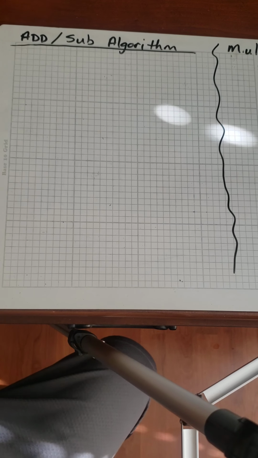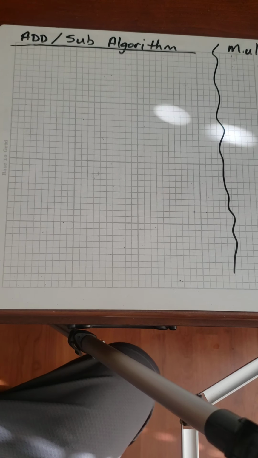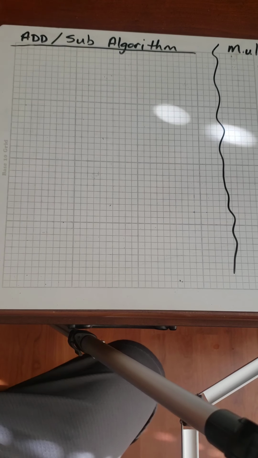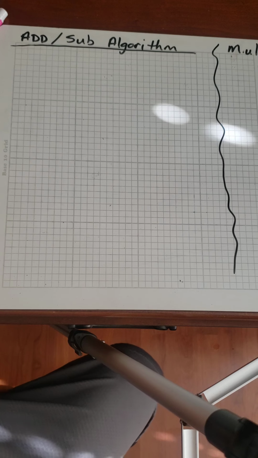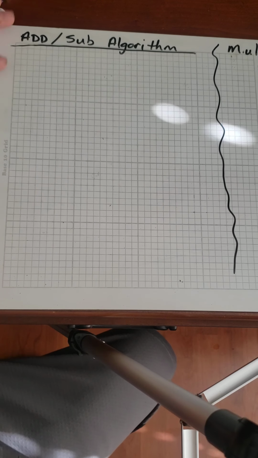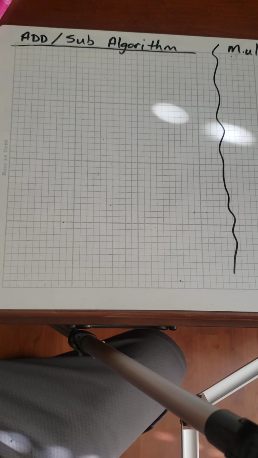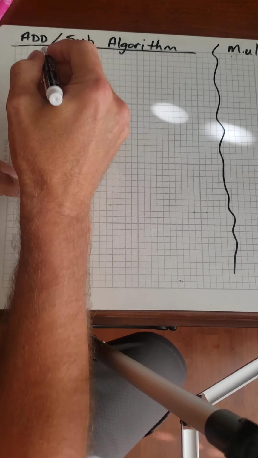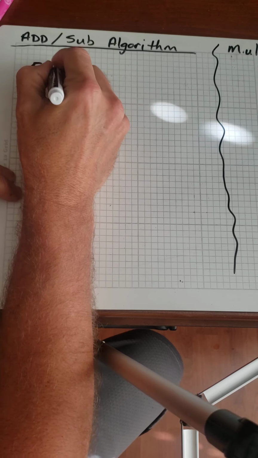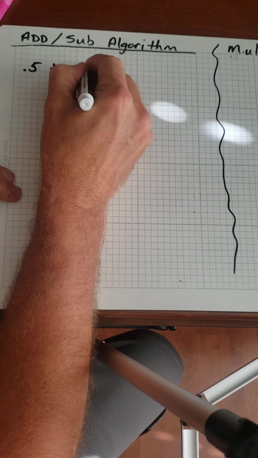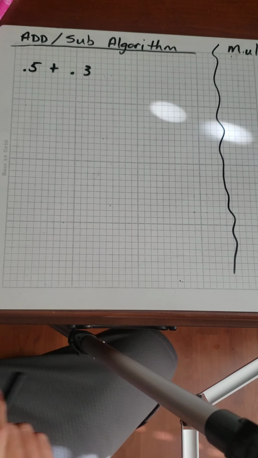Okay, so now we're going to do some algorithms where we're adding and subtracting decimals. All right, so I'm going to put a problem on the board here, and we're going to take a look at it and talk about it real quick, and then see what happened. Okay, here's my problem. 0.5 plus 0.3. All right, so 0.5 plus 0.3.